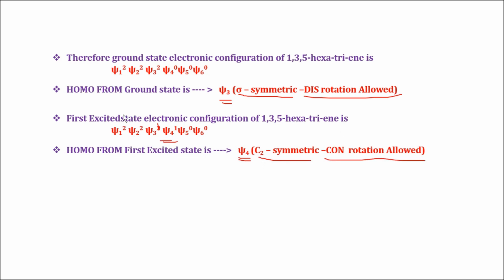So simply, under thermal condition, 1,3,5-hexatriene has 6 orbitals, so 6 pi electrons. Psi3 is the HOMO, Psi3 belongs to sigma symmetry, and this rotation is allowed. When Psi3 is the ground state HOMO, Psi4 is the first excited state HOMO. Psi4 belongs to C2 symmetry, and Con is allowed. Photochemically, Con is allowed. So friends, we can easily identify the allowed condition for electrocyclizations. So this is about the FMO theory of 4n plus 2 electrocyclization. Thank you.